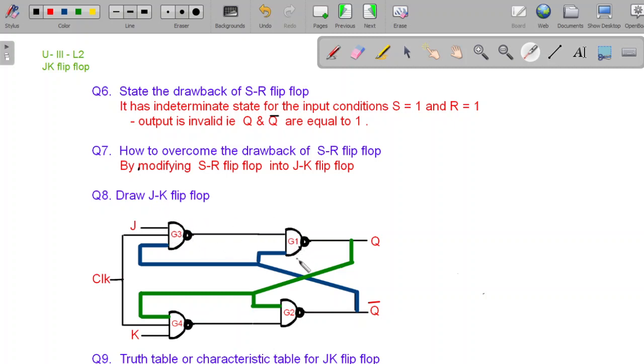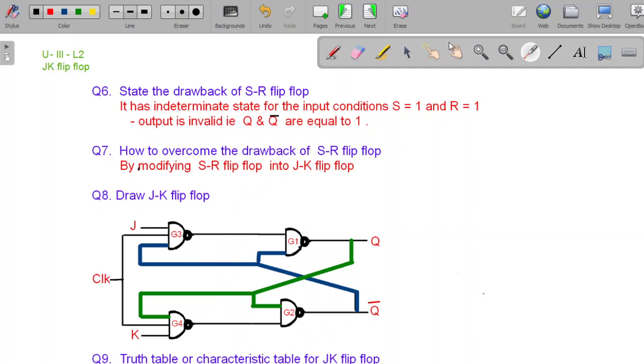It is very similar to SR flip-flop, but we have a modification. Here, the green color and the blue color are the feedback paths. The output Q is given as input to G2 as well as G4, and Q bar is given as input to G1 and G3. In the case of SR flip-flop, we don't have this feedback path. That means Q is not applied to G4 and Q bar is not applied to G3. That is the modification we have in JK flip-flop, and it eliminates the indeterminate state drawback.